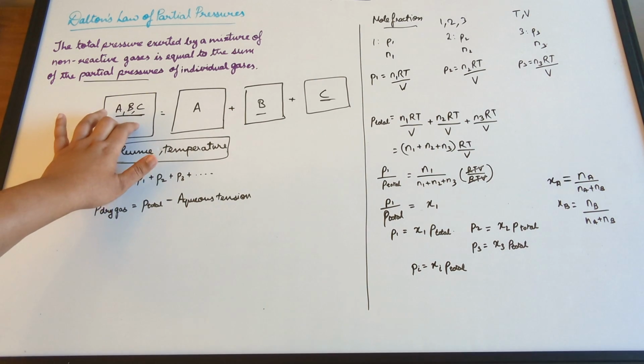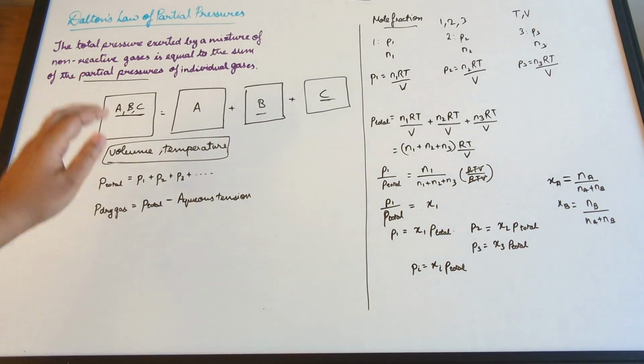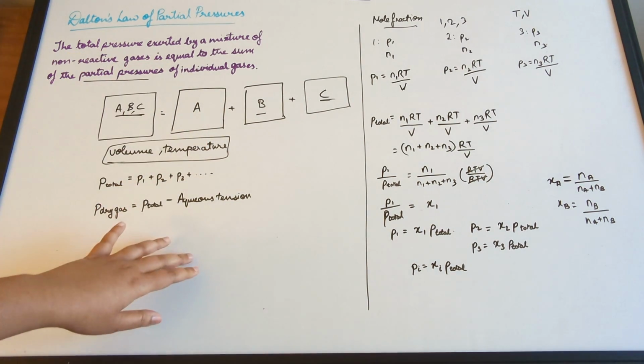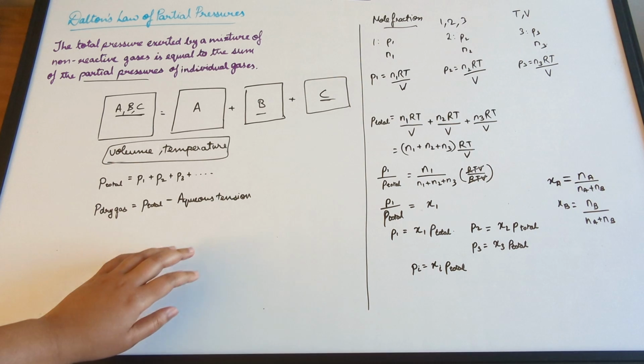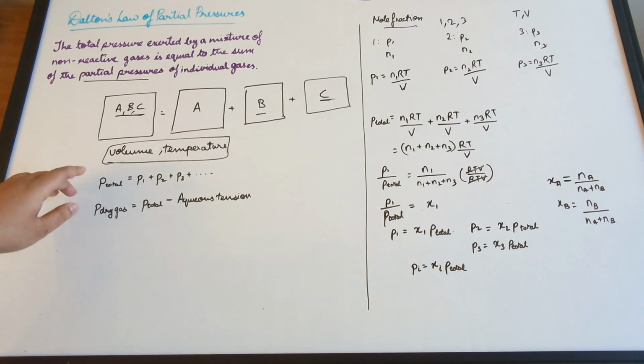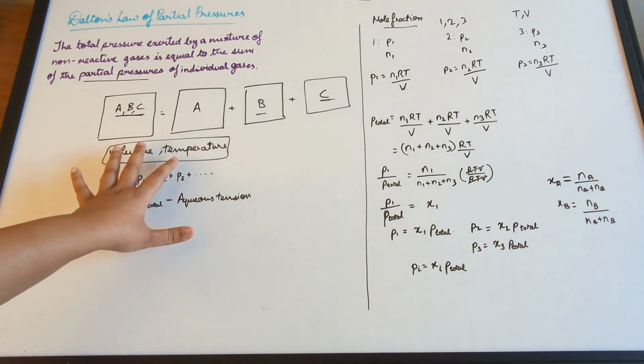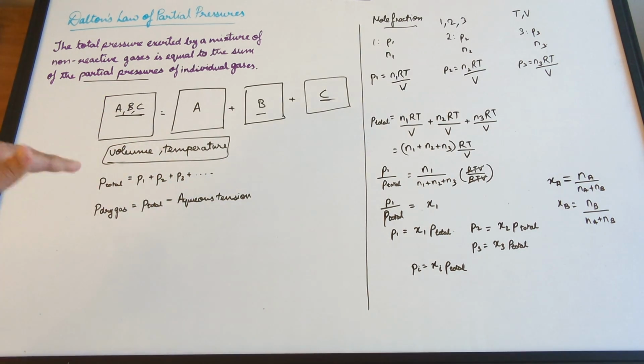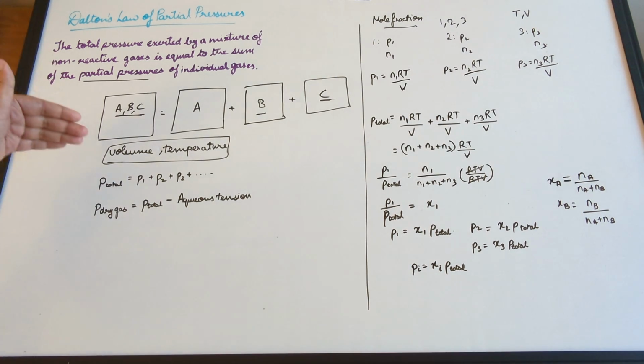So the pressure exerted by A, B and C in total as a mixture is going to be equal to the pressure exerted by A plus the pressure exerted by B plus the pressure exerted by C. And this obviously is going to be at a constant volume and temperature, because here we'll be measuring the pressure at this particular volume and temperature. You can't just change it, because when there is a change in temperature, there's going to be a change in pressure as well, and obviously volume will affect pressure. So we are assuming that volume and temperature are going to be constant.